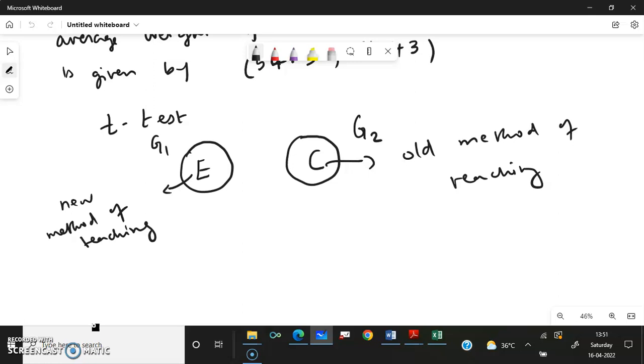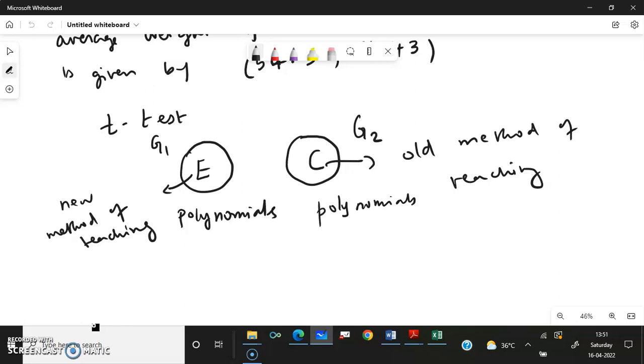So these students will learn for say 5 months using the new method. G1 will learn using the new teaching method, and G2 is learning the same thing, for example polynomials. Okay, the topic is polynomials. G1 is learning polynomials. 5 months is too much, 1 month we will take. So G1 will learn polynomials for 1 month using the new teaching method, and G2 will learn the same topic, polynomials, using the old teaching method for 1 month.